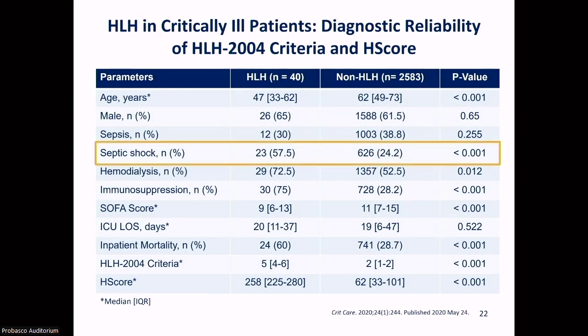The first one being septic shock. We've already talked a lot about the clinical overlap between HLH and septic shock, so I feel like that is represented here. In our HLH cases, we can see that 57% of patients had this compared to 24% in the non-HLH cases. Additionally, immunosuppression: 75% of patients in the HLH cases had immunosuppression, whereas only 28% did in the non-HLH cases. Moving down the table, we can see that their HLH 2004 criteria was 5 in the HLH cases, which makes sense, and an H-score of 258.